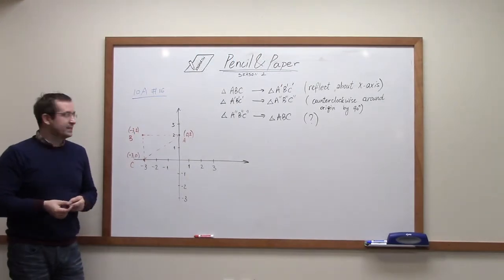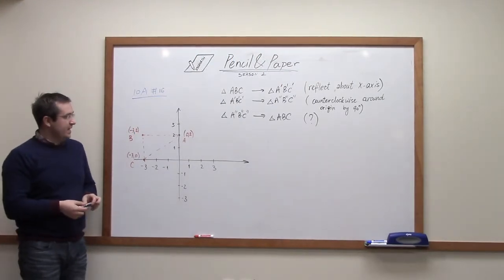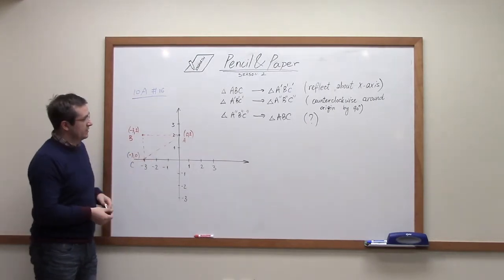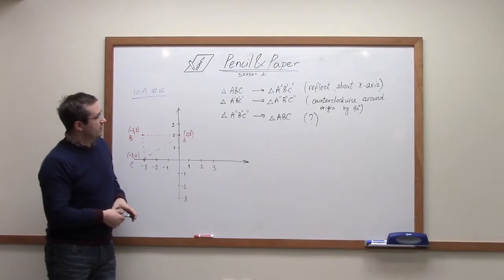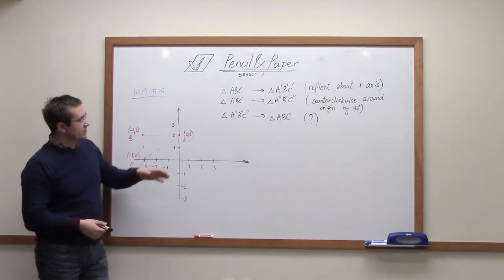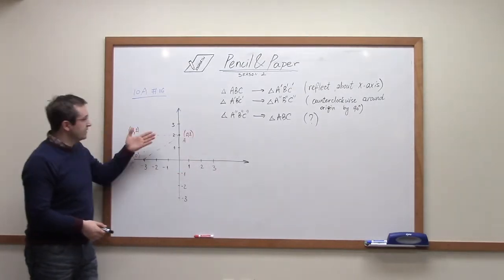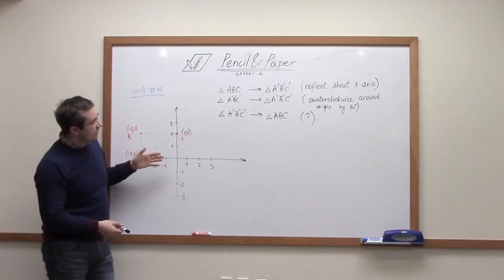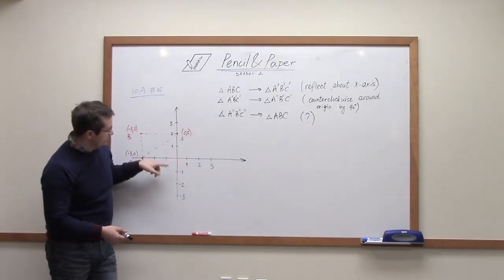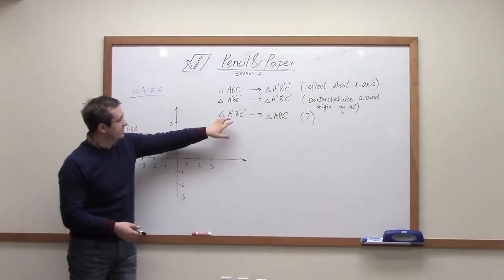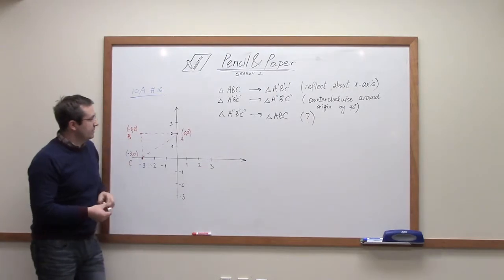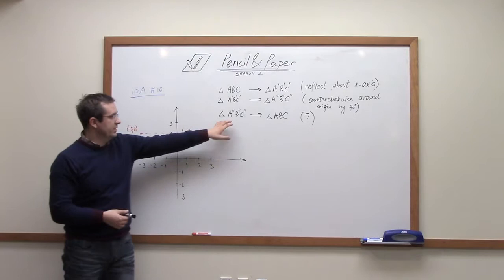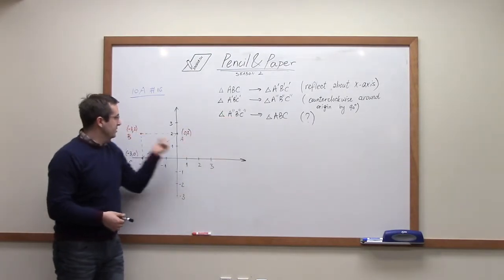So the next problem is problem number 16, and we are given a triangle ABC with its coordinates, and we are making two transformations. The first one, we reflect about the x-axis, we get a new triangle, A prime, B prime, C prime, and then we make a counterclockwise rotation around the origin by 90 degrees, and we get the second triangle, A double prime, B double prime, C double prime. So the question asks which transformation actually brings this triangle back to triangle ABC.